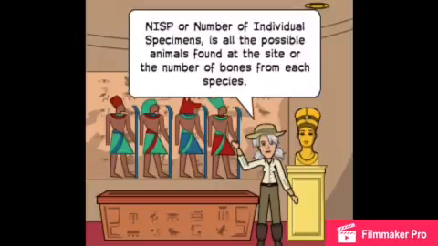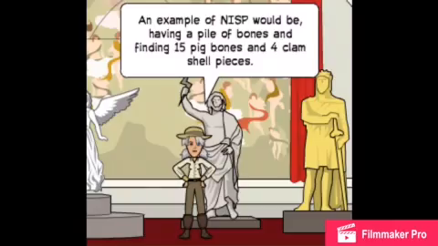NISP, or number of individual specimens, is all the possible animals found at the site, or the number of bones from each species. An example of NISP would be having a pile of bones and finding 15 pig bones and 4 clamshell pieces.